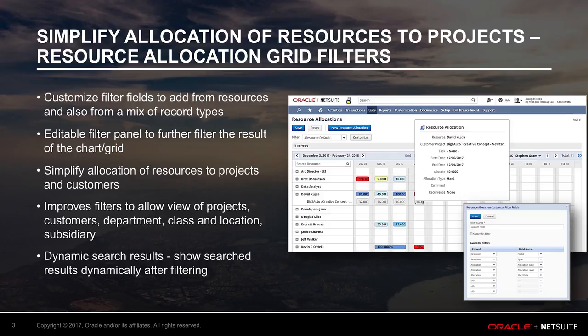Resource filters include name, department, class and location, billing class, vendor type, vendor category, and type: employee, vendor, generic resource. Allocation filters include project, customer, allocation type, start date, project task, and allocation level. Filter values will automatically be shown on the header of the view. The Resource Allocation Grid Filters enhancement introduces more flexibility and control over resource scheduling, better aligned with industry practices.